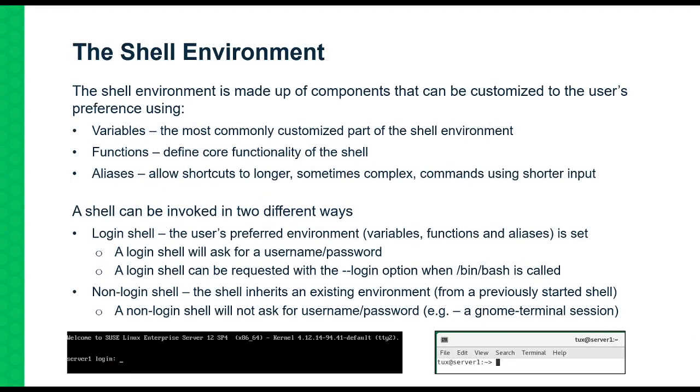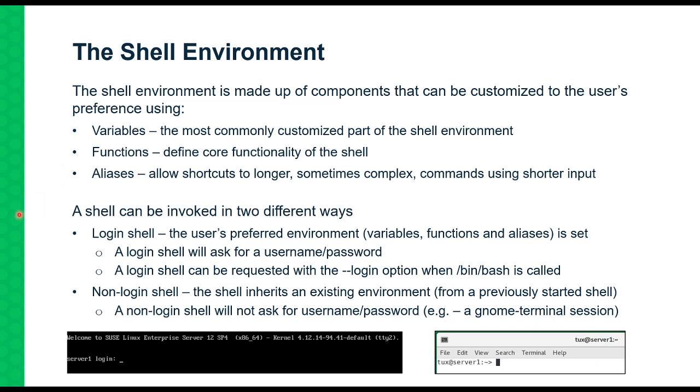So some of these components can be customized for user preference. For example, we've got variables, functions, and aliases. Variables are the most commonly customized part of the shell environment. Then we've got functions to define the core functionality of our shell. And then aliases, which allow shortcuts to long and complex commands, for using a shorter input. We'll look at that shortly.